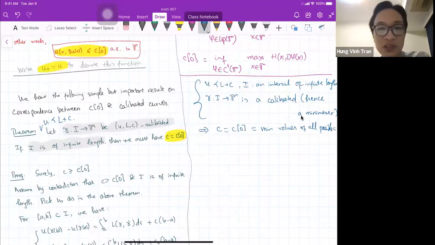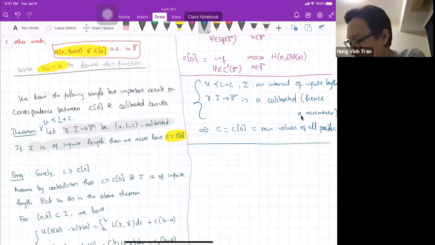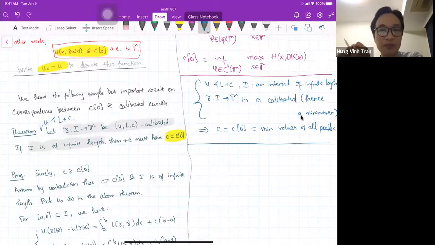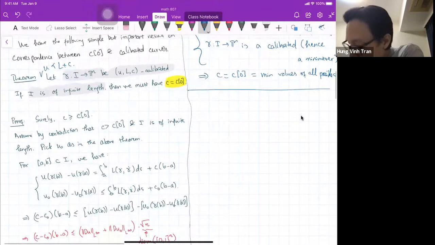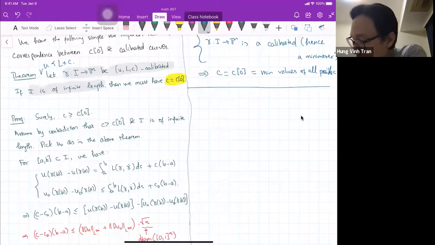Okay, so I think again that's a really beautiful result. Again, you see that we are sort of getting more and more to calibrated curves on infinite length intervals because we want to study their dynamics later on. Okay, and here comes the proof. The proof is actually simple. Okay, so let me summarize it.